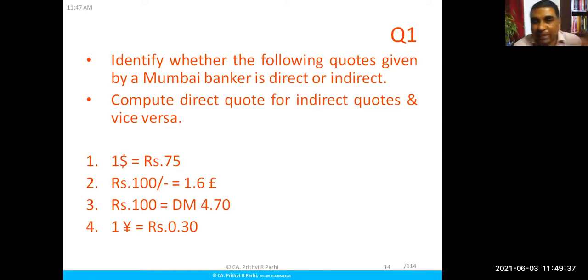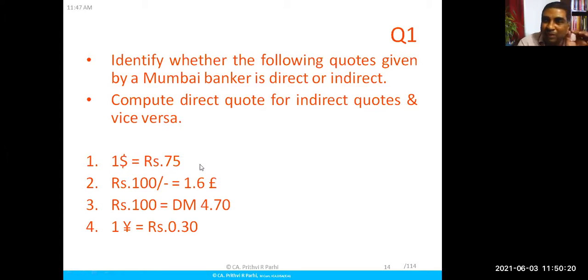If it is direct, convert it to indirect. If it's indirect, convert it back to direct. Now the first one says $1 is equal to rupees 75. Can you tell me whether it is direct or indirect? Indirect means home currency per unit of foreign currency. You see, 75 home currency you have to give per unit of foreign currency.